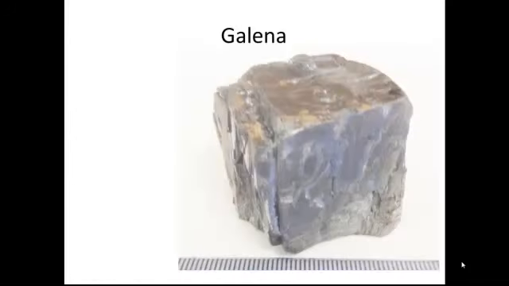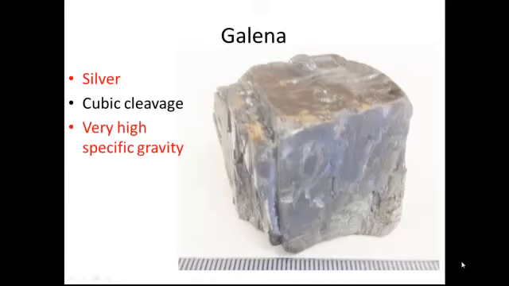For some reason, many of my students have confused pyrite with this mineral, which is perhaps understandable if a student were colorblind, because pyrite's gold and galena is silver. Galena does have perfect cubic cleavage, which could be confused with pyrite's crystals, I suppose, and its very, very high specific gravity makes it quite distinctive. Galena is the ore of lead.